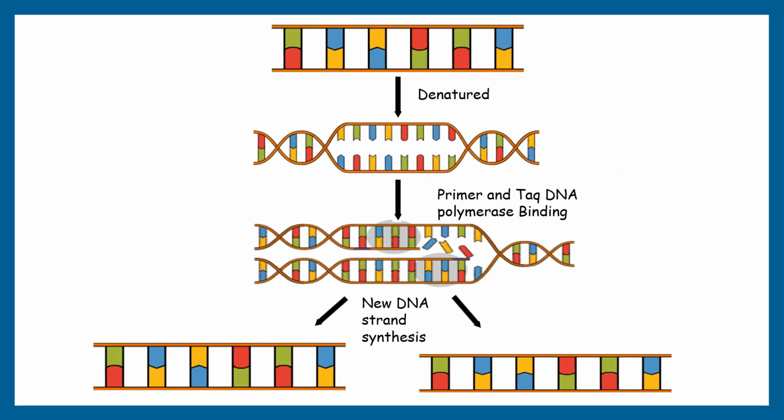Anyway, let's talk about how DMSO works in PCR. During PCR, the DNA template strands are denatured, or separated, to allow primer binding and subsequent DNA synthesis. However, some DNA sequences can be challenging to denature due to high GC content.